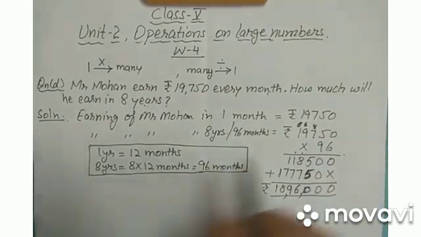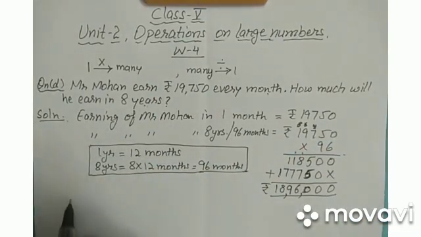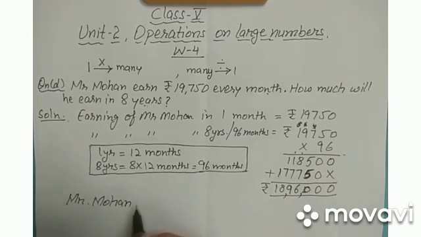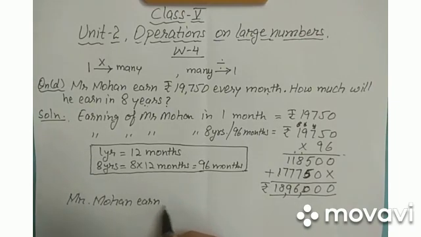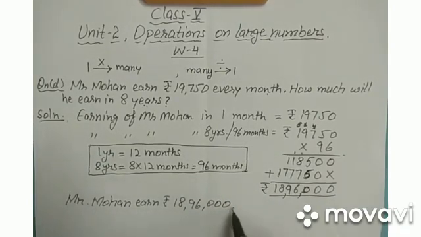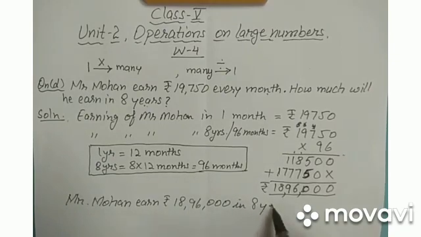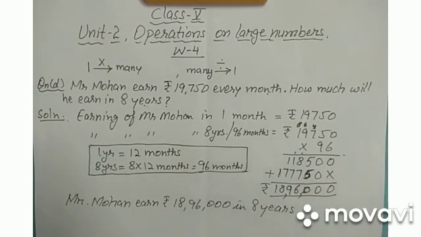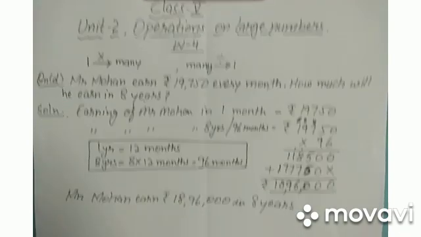So our answer: the question is, how much will he earn in 8 years? So we will write Mr. Mohan earns rupees 18,96,000 in 8 years. So in this way we can solve this question. Now move to the next question, that is question number E.